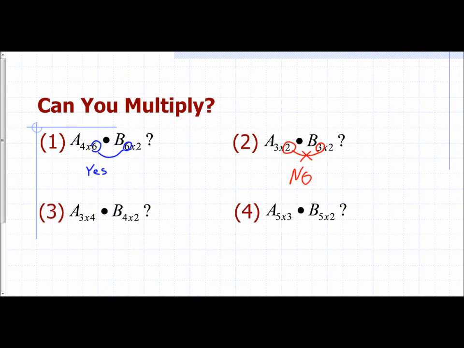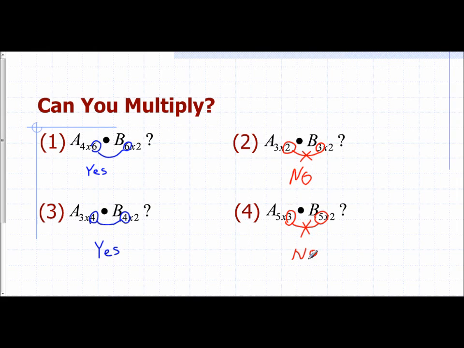If I look at example 3, I have a 3 by 4 matrix and a 4 by 2 matrix. The inside numbers match. The columns of the first matrix match the rows of the second matrix. And so therefore, this is possible. If I look at number 4, a 5 by 3 matrix, so 3 is my column, and a 5 by 2 matrix, 5 is my row. The inside numbers do not match. The columns of the first do not match the rows of the second. And so this is not possible.